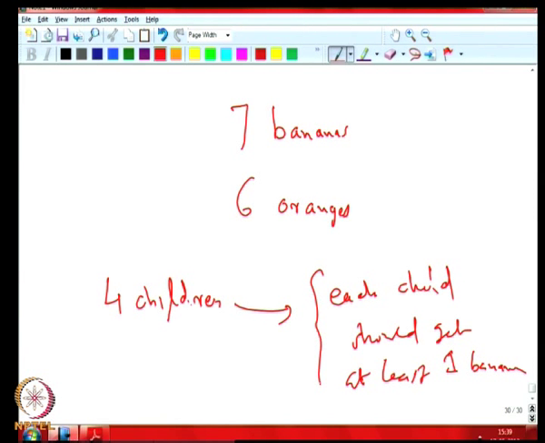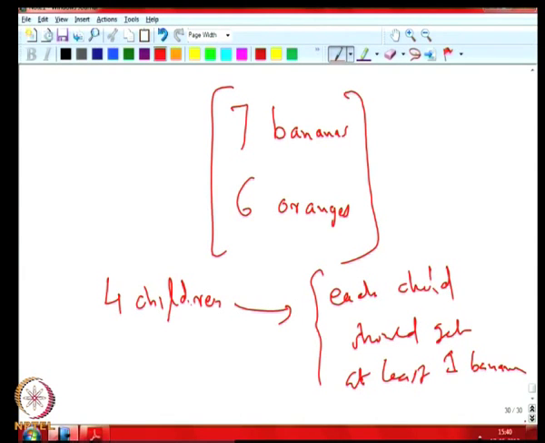Right, each child should get at least one banana. Okay. So, we can start with the bananas. So, this question can be attacked like this.